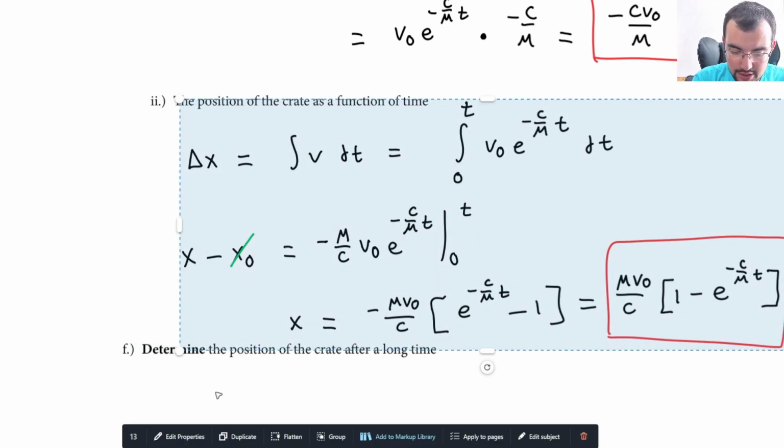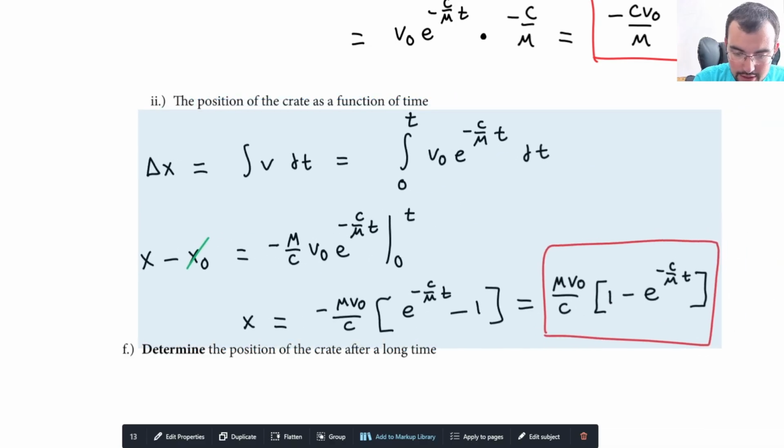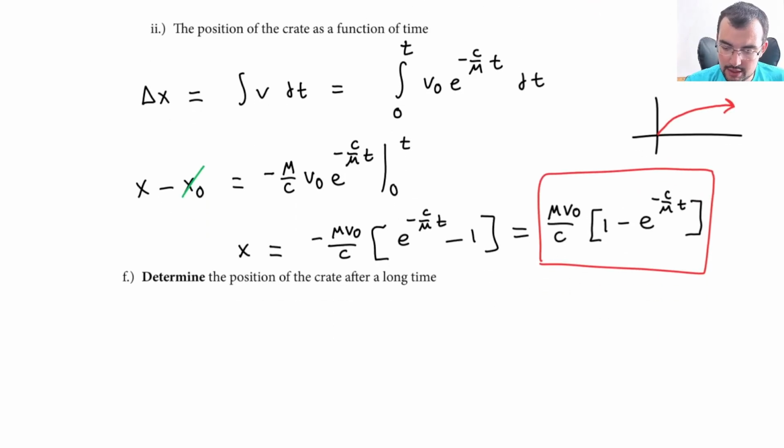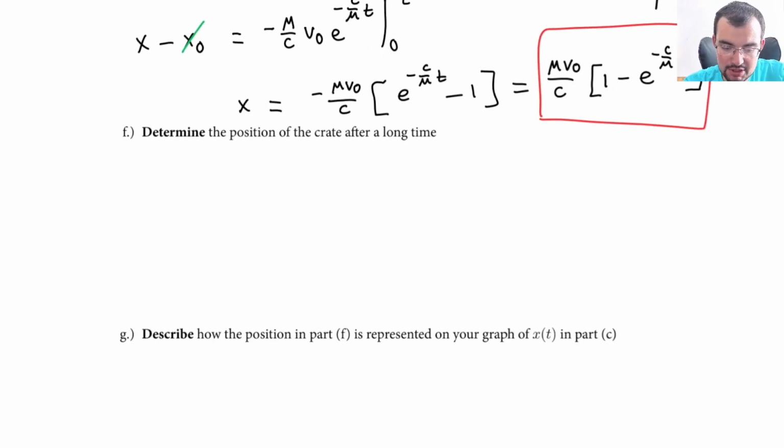This is always a function that starts from 0 and approaches a maximum value. So this function always looks like the behavior we expected on the other page. It's this asymptote idea. And we can check that because if I plug in 0 to this, I get 1 out of this term. And if I plug in infinity to this, then this term goes away. So determine the position of the crate after a long time. This means take the limit as t approaches infinity.